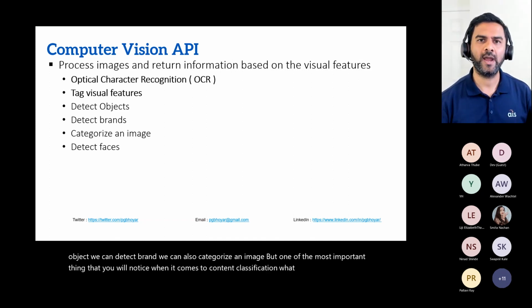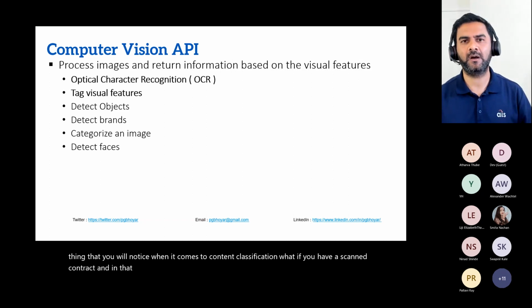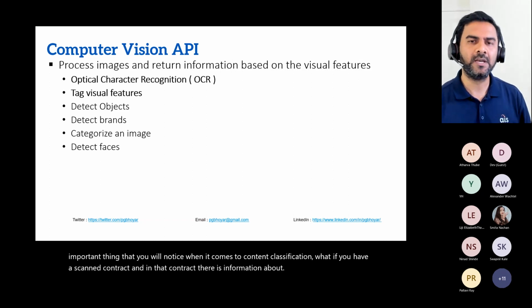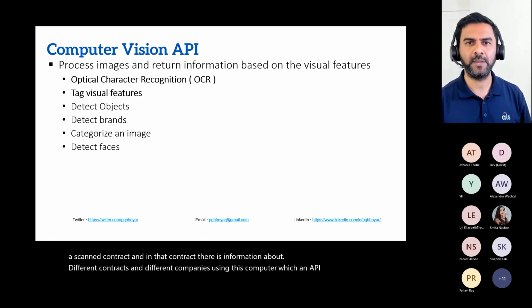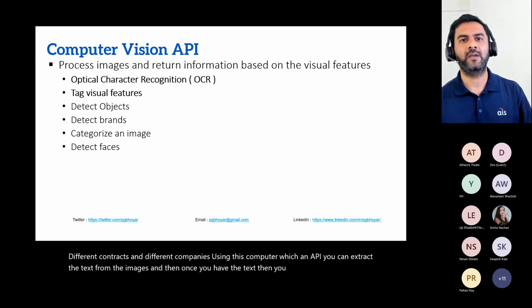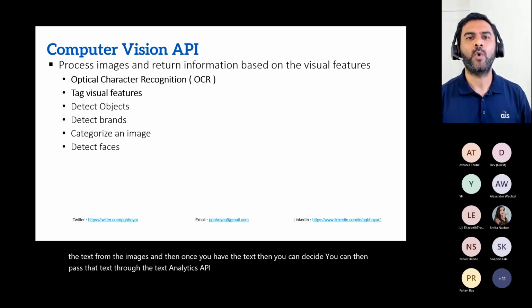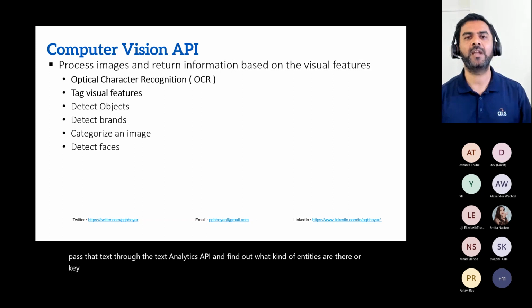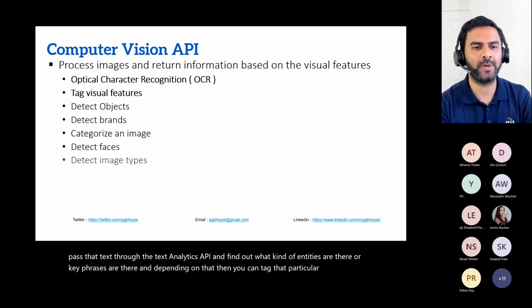But one of the most important things when it comes to content classification: what if you have a scanned contract, and in that contract there is information about different contracts and different companies? Using this computer vision API, you can extract the text from the images, and then you can pass that text to the text analytics API and find out what kind of entities or key phrases are there. And depending on that, you can tag that particular image or scanned document appropriately.